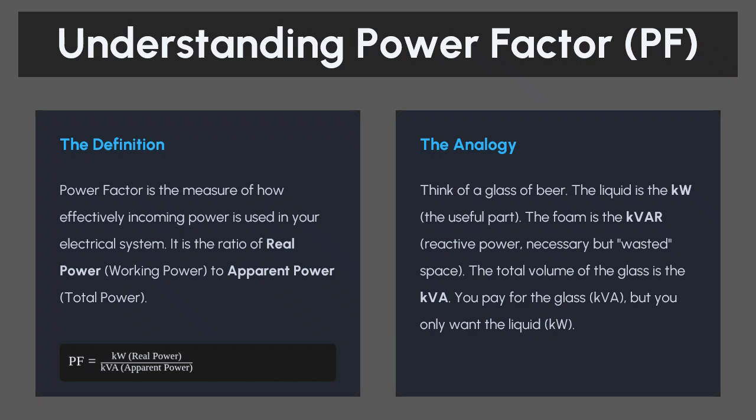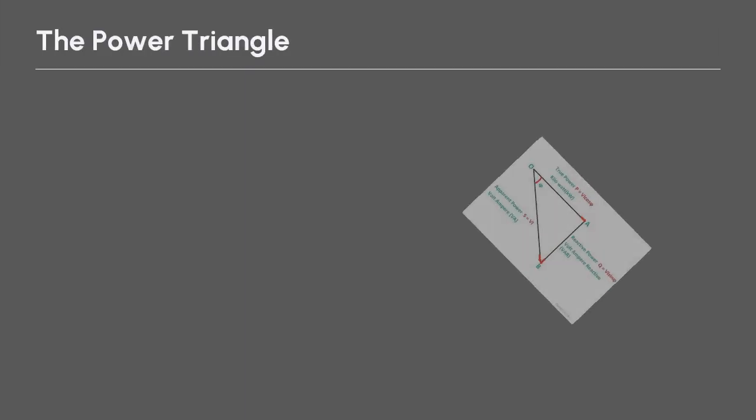The classic way to visualize this is with the beer analogy. Real power, kW, is the liquid beer you actually want and use. Reactive power, kVAR, is the foam. It takes up space in the glass, but does no useful work. And apparent power, kVA, is the total volume of the glass. The utility charges you for the total glass volume, kVA, but only the kW performs your industrial function. Low power factor means more foam and higher costs.